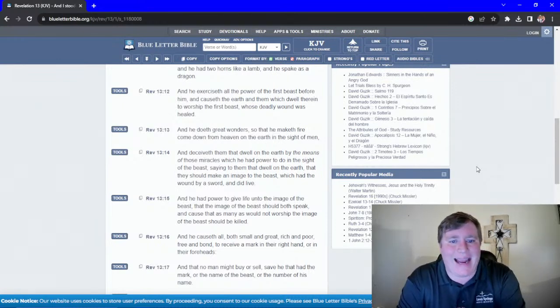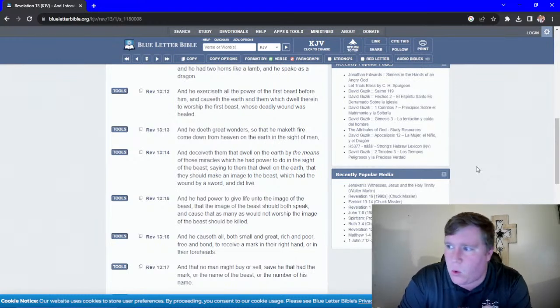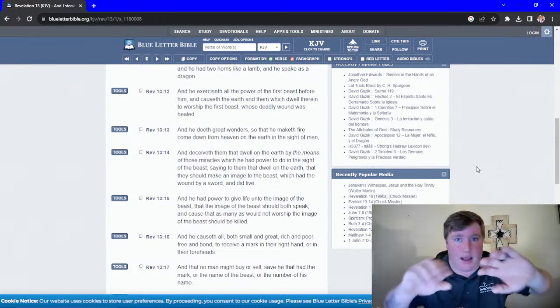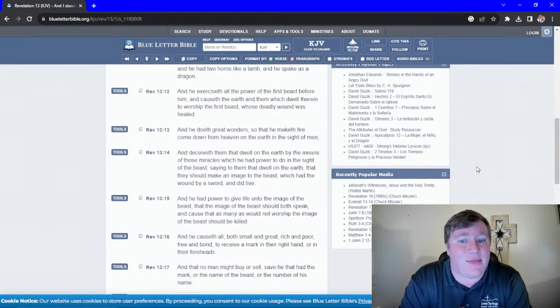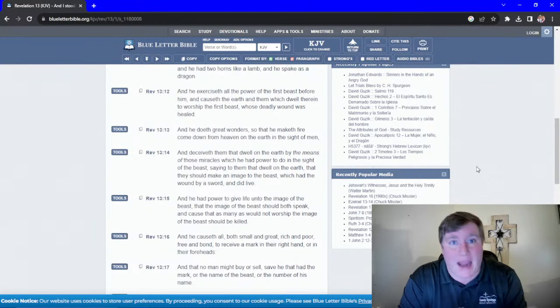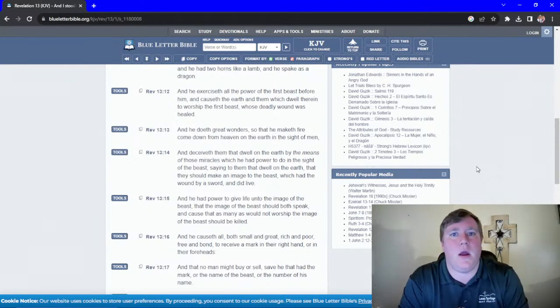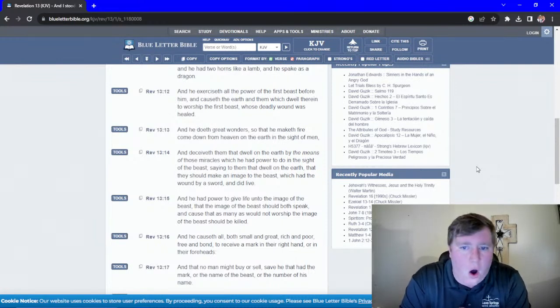Read it out. And he tells them, and he exerciseth all the power of the first beast before him, and causeth the earth, again, that word earth, meaning a territory or a border of land, right? An empire, its own thing, right? And them that dwell therein to worship the first beast. So he's telling you, you must be a patriot. You must love this beast. You must pay homage to it. You must, young men, prepare for battle. Young men, join the military. Young men, do this, right? You all have a duty to your nation. That's what it's telling you here.